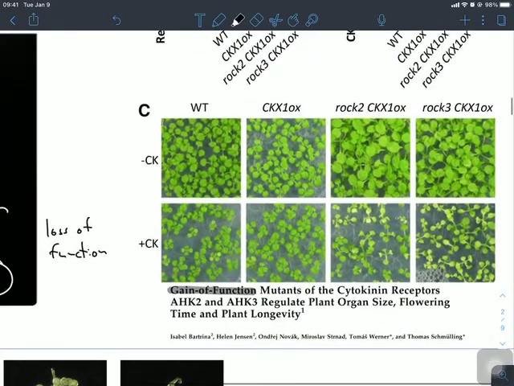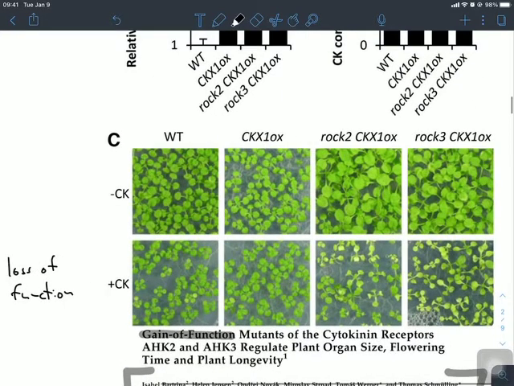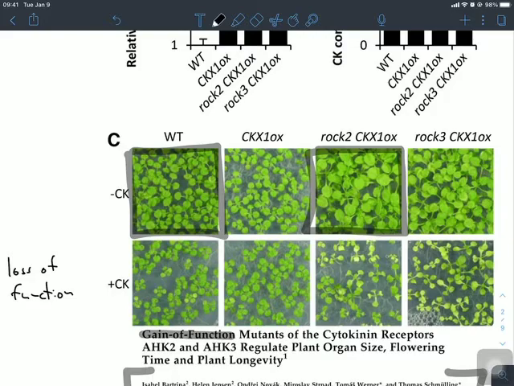And I include this image. You'll notice that I am including a lot of images from primary research in this lecture. You'll always find the citations associated with the image nearby. But from this paper studying gain-of-function mutants of cytokinin receptors, so these are things that can sense cytokinin, we see that there are changes in overall plant size. The wild-type plant is this big, whereas these mutants that can perceive cytokinins get much more bigger vegetatively.